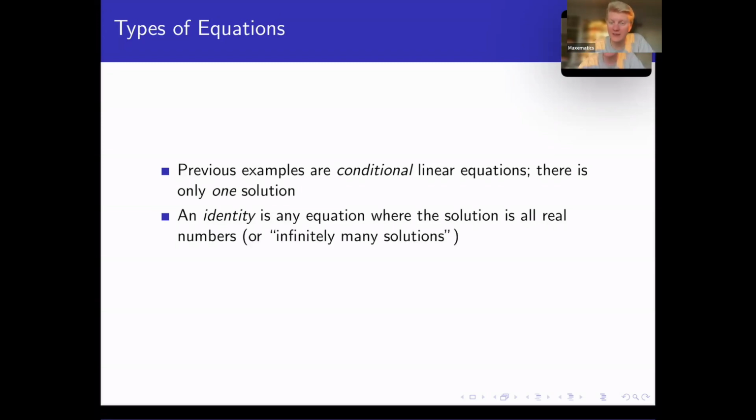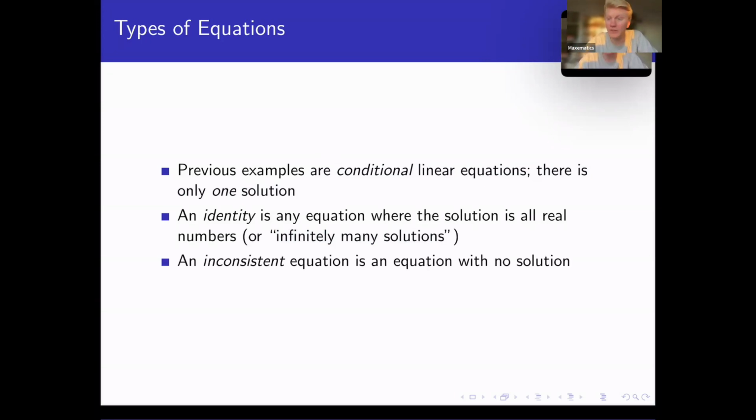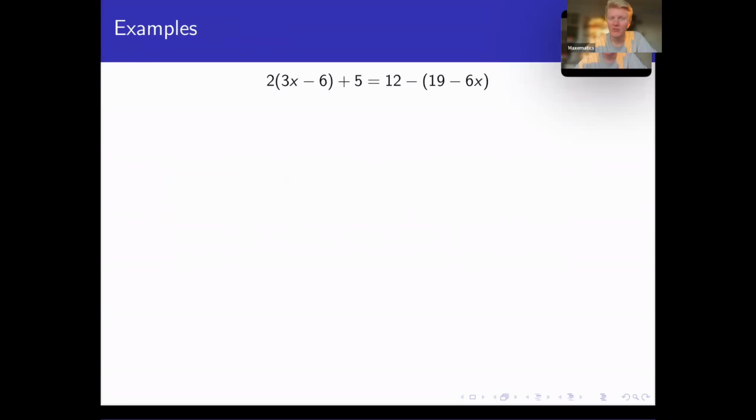We can also say infinitely many solutions, right? If we're talking about solutions, conditional only has one solution, but all real numbers would mean we have an infinite number of solutions. Likewise, we have an inconsistent equation, and an inconsistent equation is an equation with no solution. It means that no matter what we plug in for x, we can never get an equation that is true. So let's just do some examples and see where it takes us.